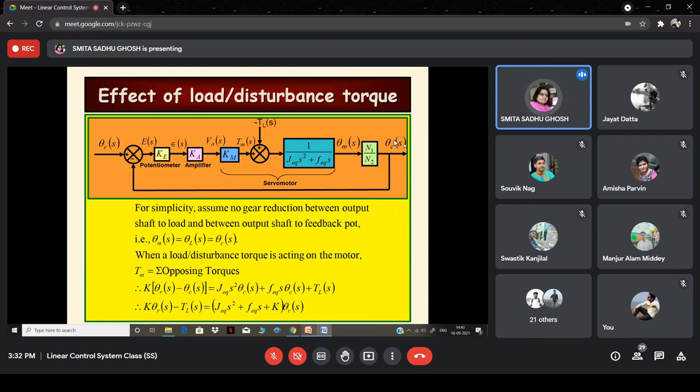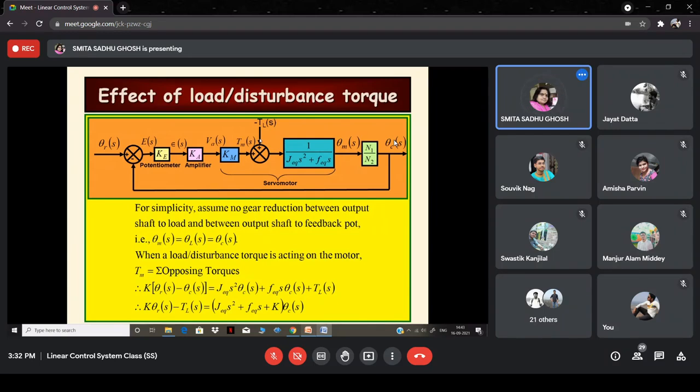What are the inputs to this system? There are two inputs to this system. One is the reference or command input. The other is the disturbance torque. As far as the system is concerned, it does not know which is your desirable input and which is the disturbing input, right? So it has two inputs.